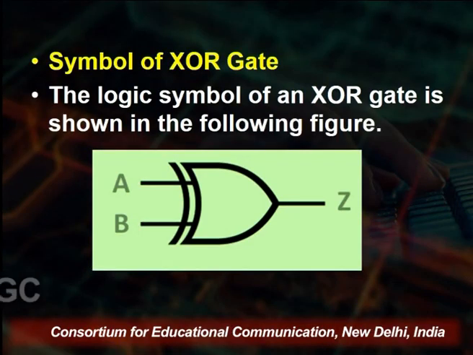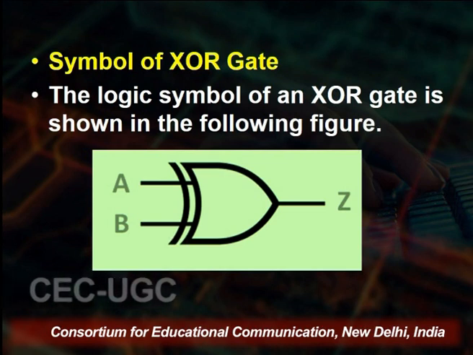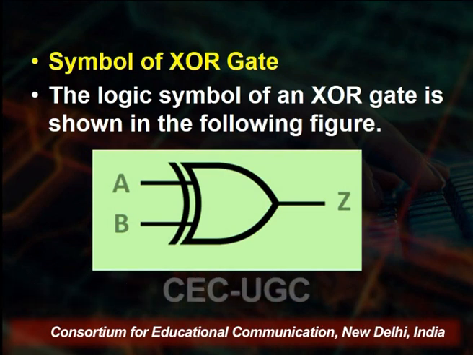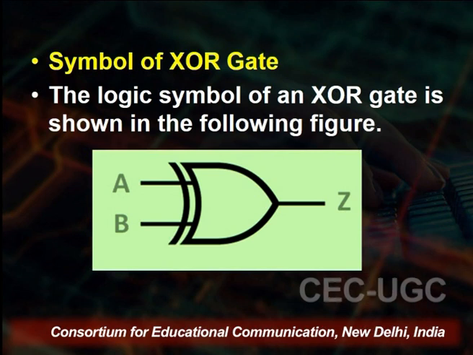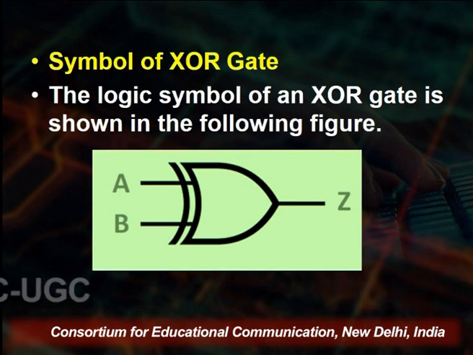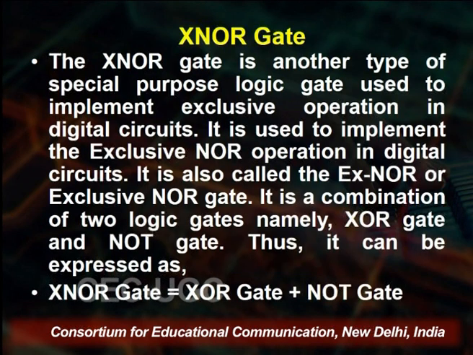Now, this is the symbol of the XOR gate. You see that there is a curve on the input side. This is the symbol of the logic gate XOR, and here we have two inputs and one output, and there is one extra curve on the A or B side.